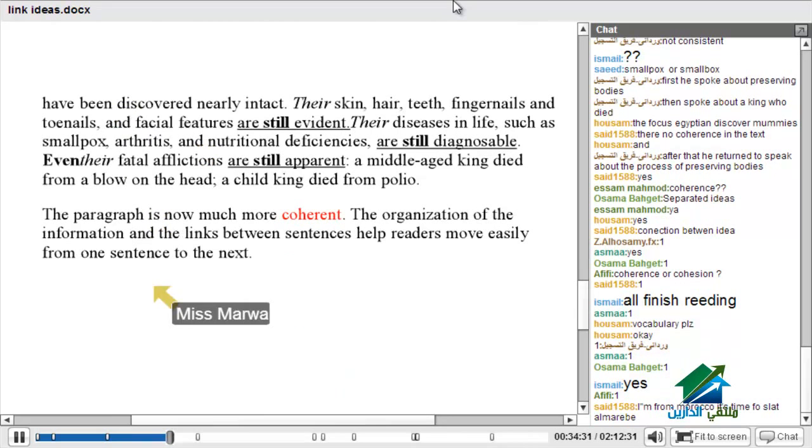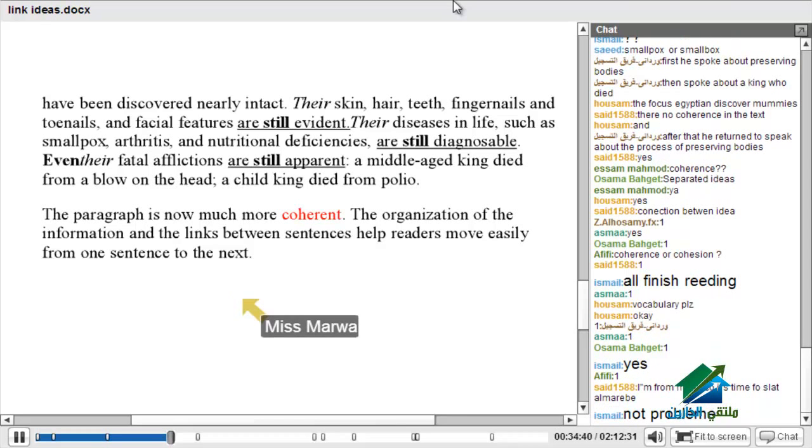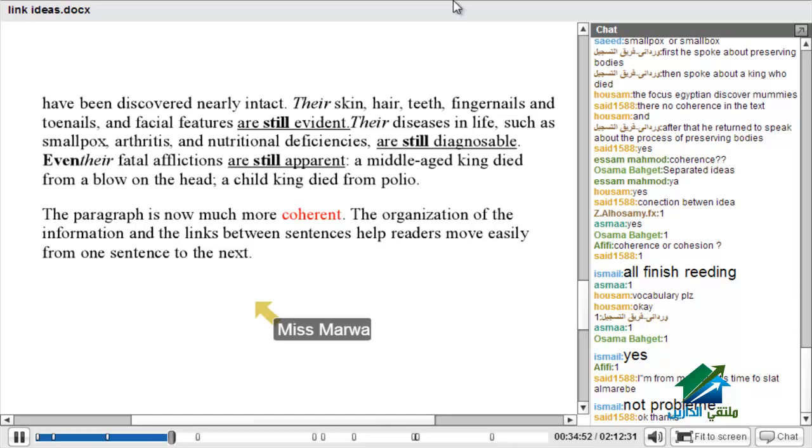Okay. I'm from Morocco. It's time for Maghrib. Okay, go and pray, Syed. Go and pray. We are waiting for you. You're welcome. Okay.